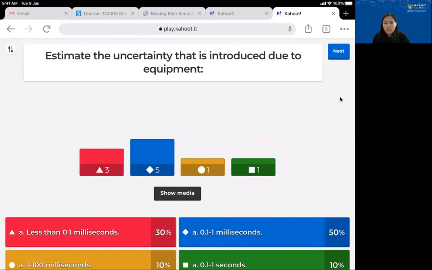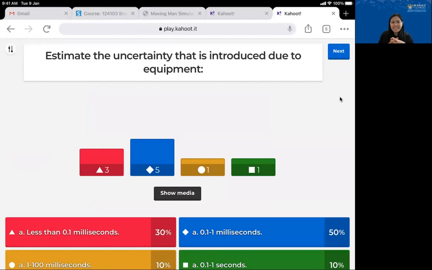All right. So most of you answered 0.1 to 1 millisecond range. Some also answered less than 0.1 milliseconds and 1 to 100 milliseconds. So any answer within the millisecond range is correct. They're all correct because it depends on the resolution of your stopwatch. Some stopwatches can measure to less than 0.1 milliseconds. So it depends on your measuring equipment.